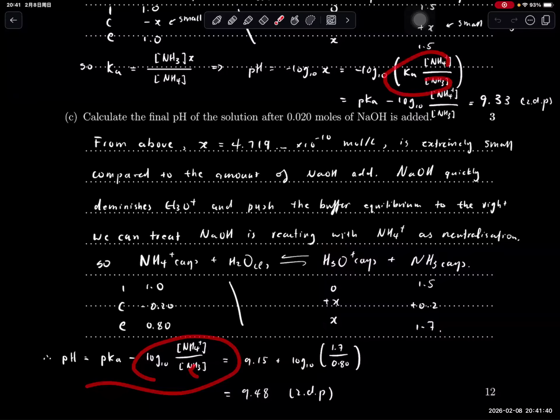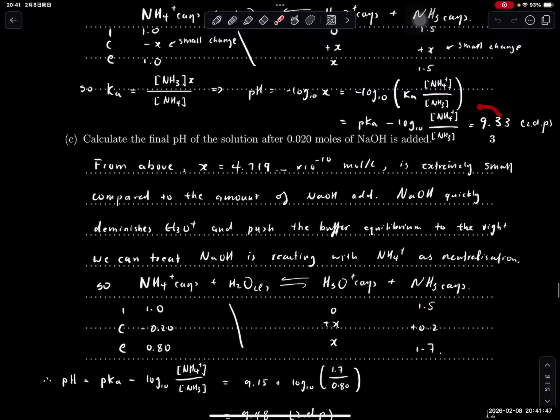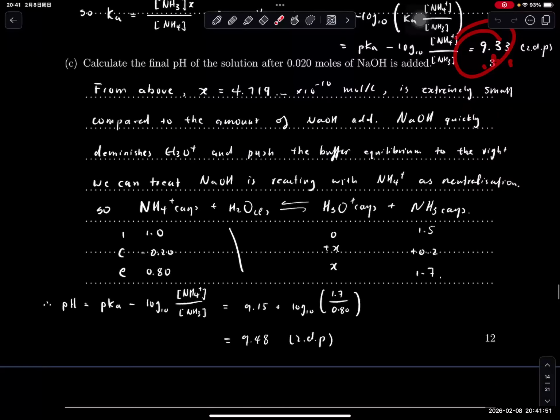You don't need to derive it again, and substitute all the relevant values. You see how the pH is 9.48. This is really not a big change compared to 9.33. If you just put in pure water, 0.02 mole of sodium hydroxide is crazy. It's going to raise your pH up to 13 or something.